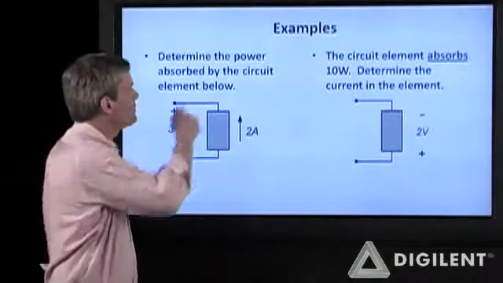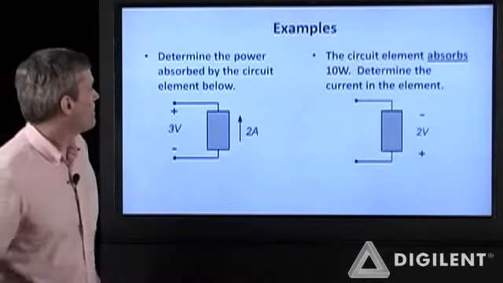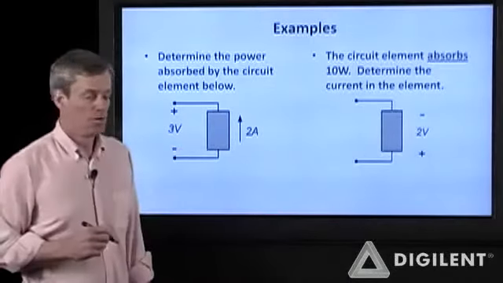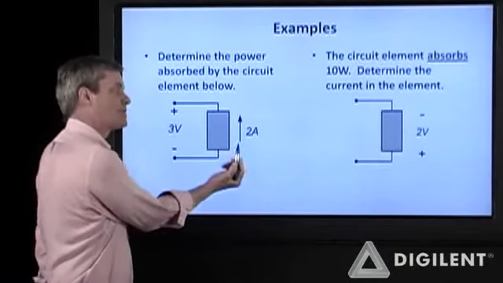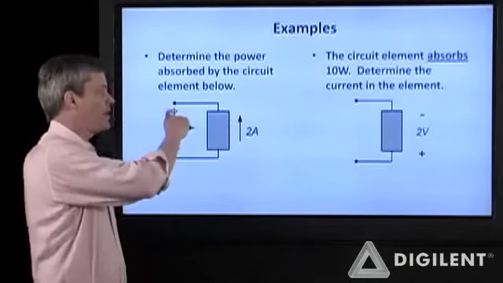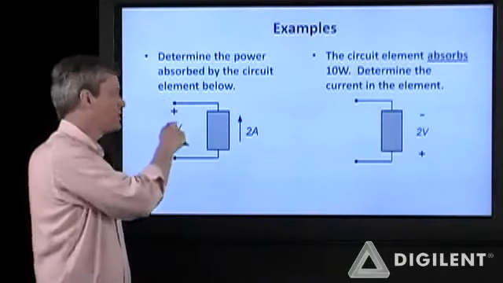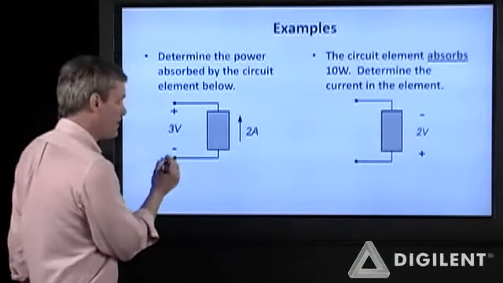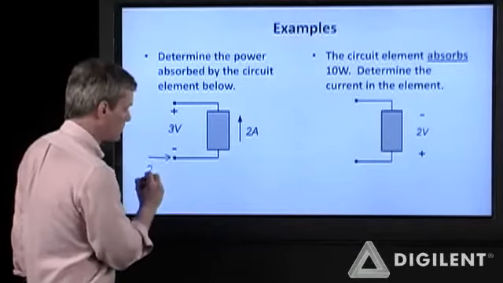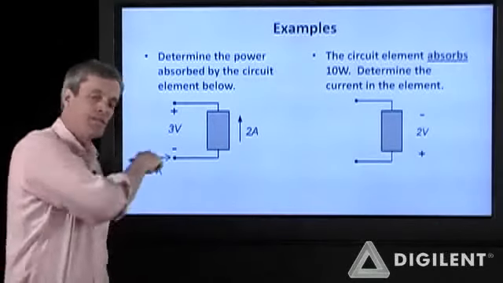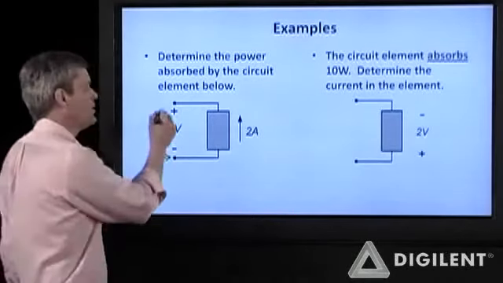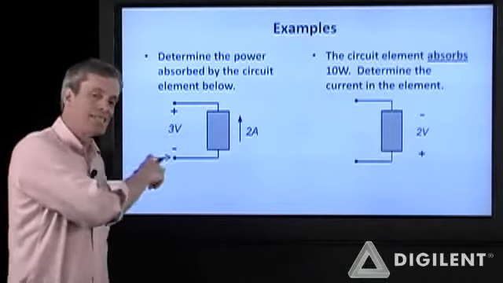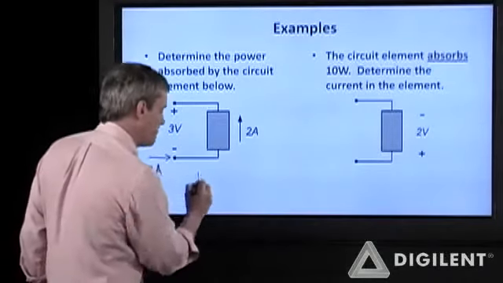Okay, we want to determine the power absorbed by this circuit element. We have 2 amps going from bottom to top. We have a 3-volt difference where the voltage is higher at the upper node. Therefore, 2 amps is entering the negative voltage node. So this does not agree with the passive sign convention.